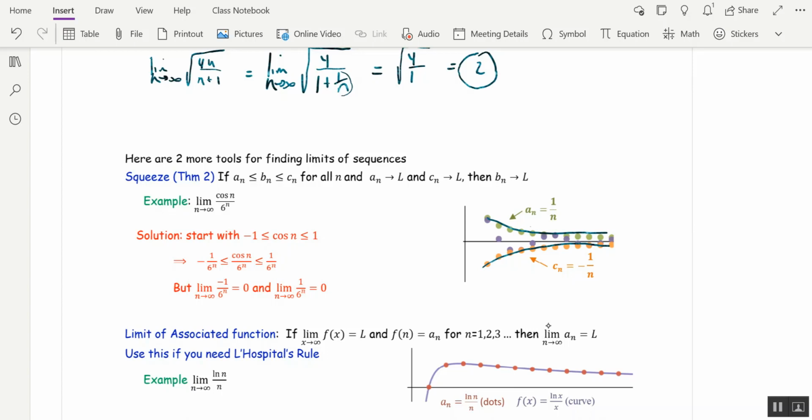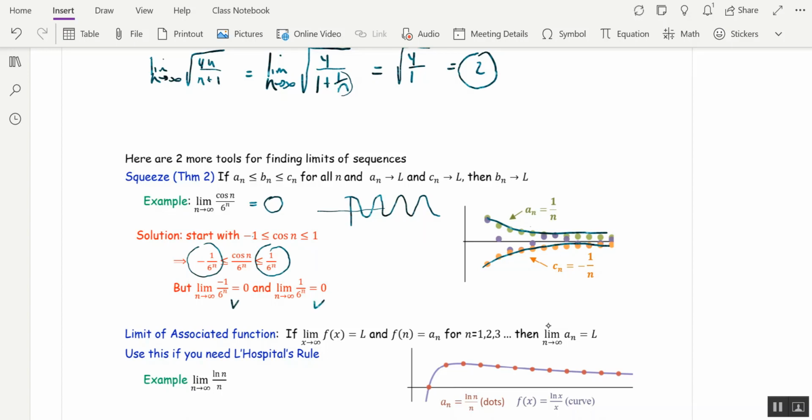So for example, we'll be able to show the limit as n goes to infinity of cosine n over 6 to the n is 0 by using the squeeze theorem. So what we do is we start with the fact that cosine n has to be between negative 1 and 1, because if you remember what the graph of cosine looks like, it just oscillates between negative 1 and 1. So now divide all three sections of that inequality by 6 to the n. So that implies, that's what the double arrow means, that I have this inequality. 6 to the n is positive, so I'm certainly allowed to do that. But then I look at the limit of this guy and the limit of this guy. As n goes to infinity, they both go to 0.